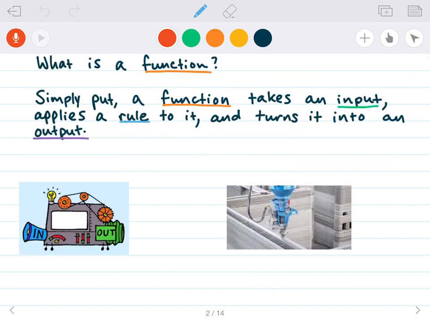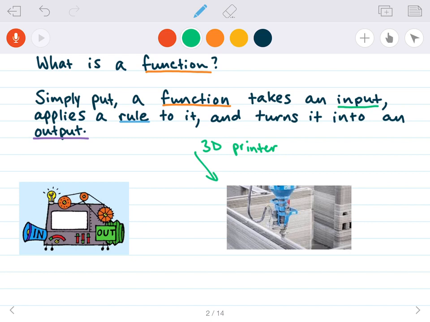So what is a function? The easiest way to describe a function is with three different components. A function takes something called an input, it applies a rule to it, and it turns it into an output. One example from real life is this 3D printer right here. These things can print houses now. It's super cool. I believe the fastest house that was printed took under 24 hours.